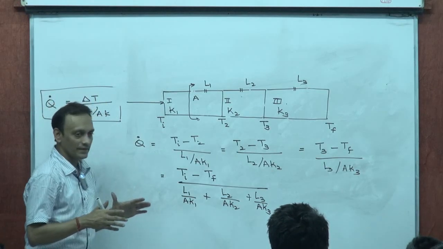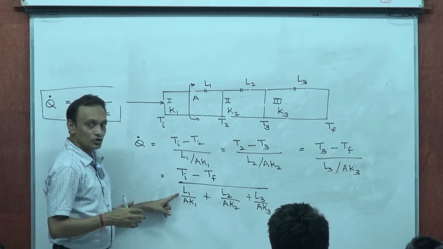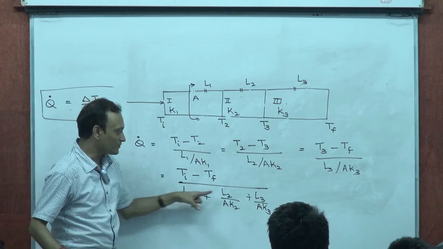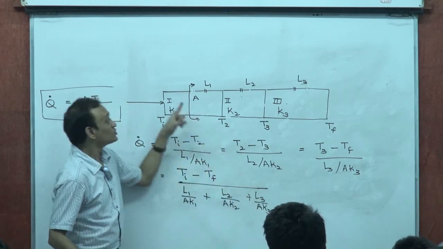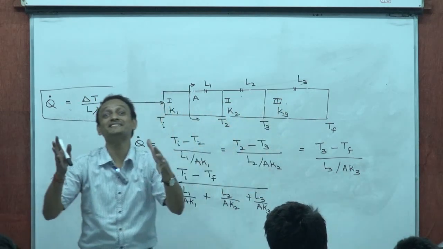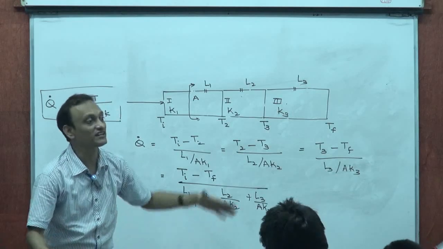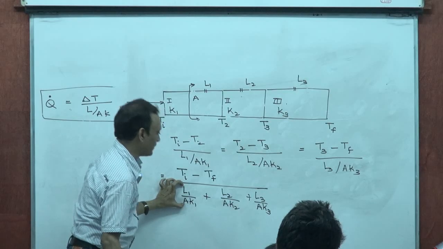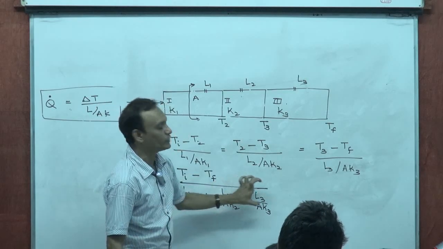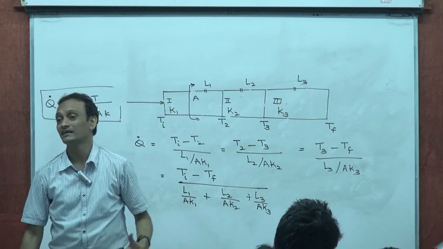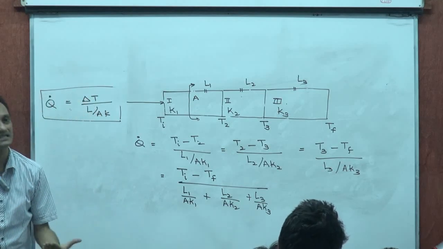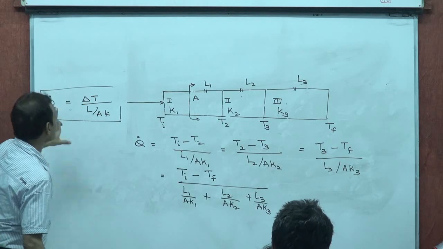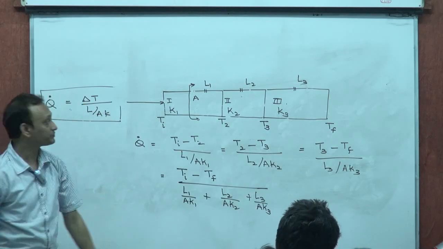So then can I say that the total thermal resistance would be R1 plus R2 plus R3? These are three thermal resistances in series, L1 by A K1, L2 by A K2 and L3 by A K3. Thermal resistances in series. Clear? And this is the heat current associated with it.